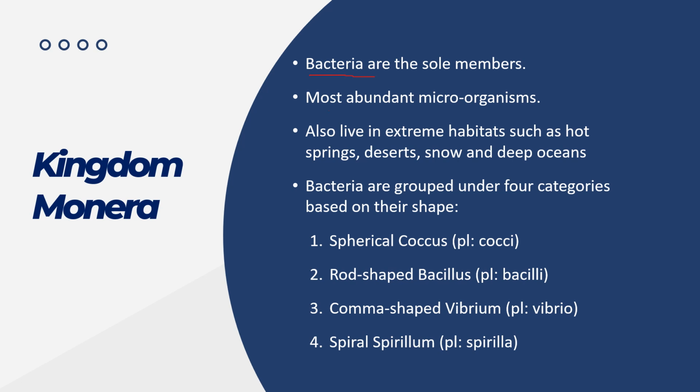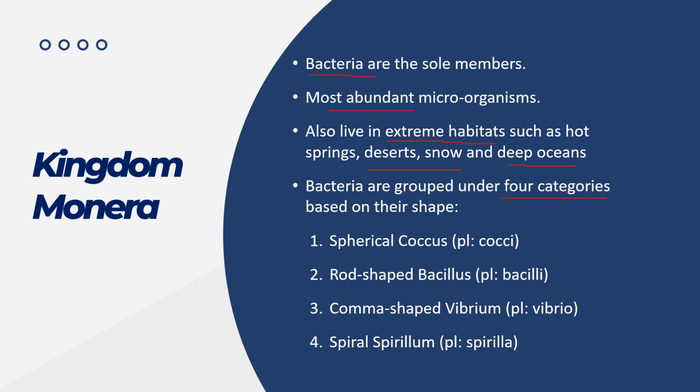These are the most abundant microorganisms, and apart from living in normal habitats, they also are found in extreme habitats, जैसे कि बहुत गर्म जगहों पर हॉट स्प्रिंग्स में, डेजर्ट्स में, स्नो में या डीप ओशन वेंट्स में. Bacteria can be categorized into four groups depending upon their shapes.